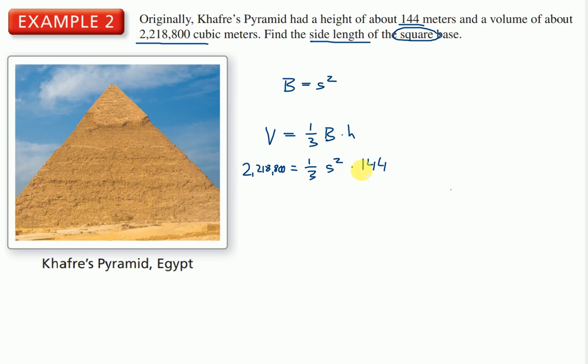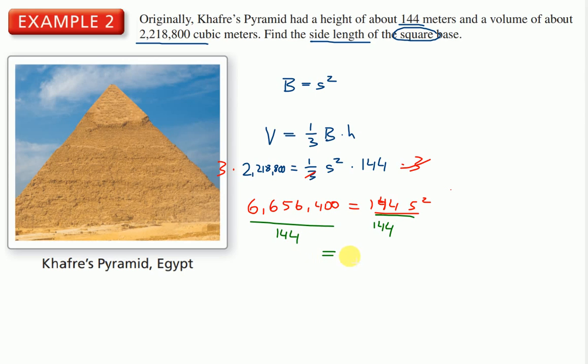Now I can divide both sides by 144 and multiply by 3. It doesn't matter which one you do first. If we multiply by 3 first, times 3 here, times 3 there, this will cancel out the third. And then we get 6,656,400 is equal to 144 s squared. Divide each side by 144.